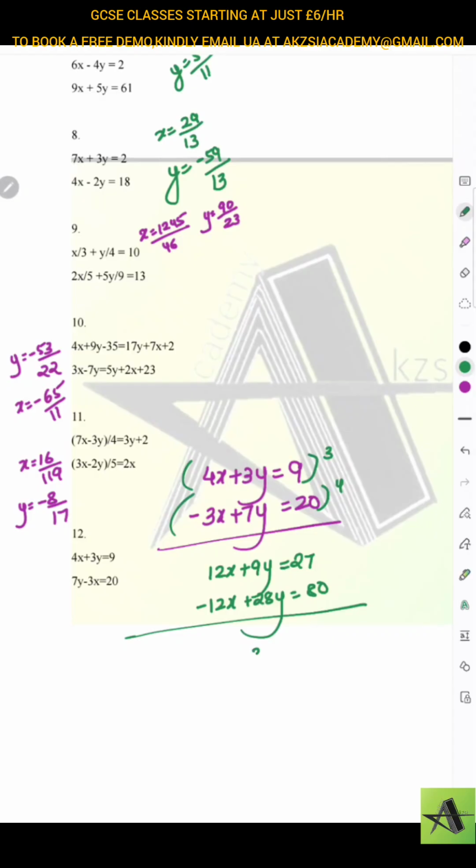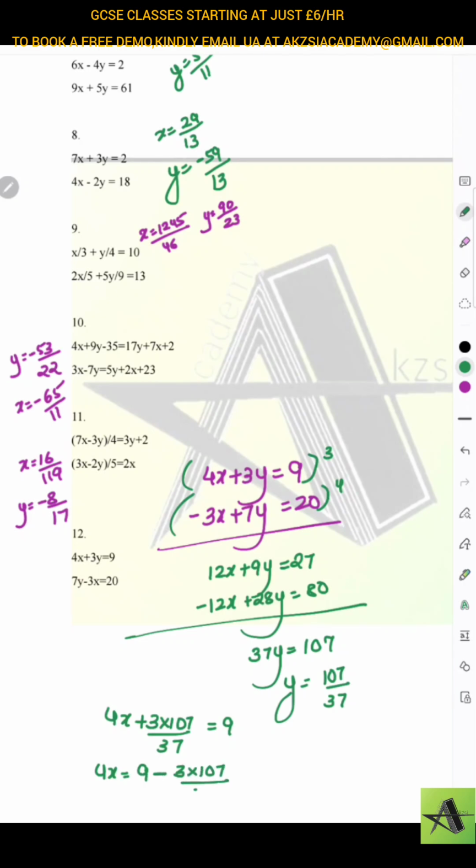That will give me 37y is equals to 107. So y is equals to 107 over 37. Now substitute in any of these equations. So I'm substituting in the first one. So 4x plus 3 times 107 over 37 is equals to 9. 4x is equals to 9 minus 3 times 107 over 37. So that will give me 4x, and on simplification, that is 9 minus 321 by 37.